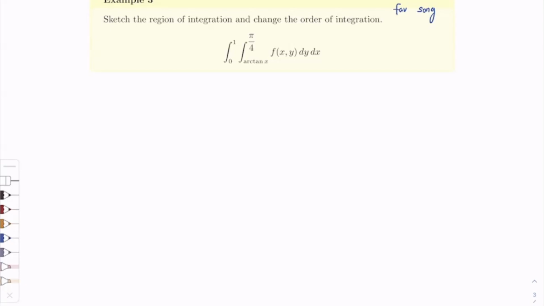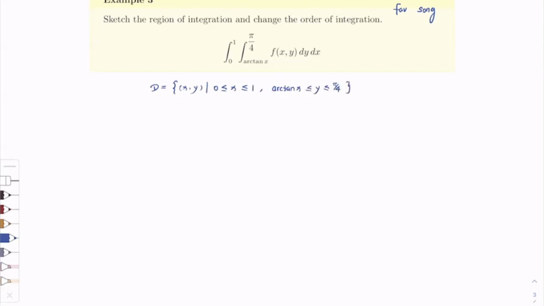So first of all, you need to realize, what is our region of integration? So what is our D? D is the set of x, y such that, okay, so this is dy. So that means this is y. So x is from 0 to 1. And y is from arctan x to pi over 4.